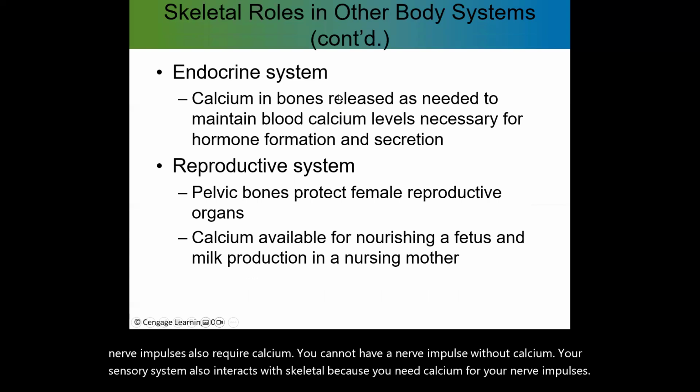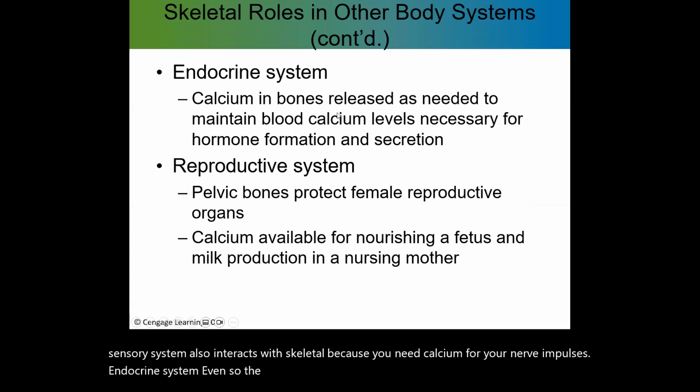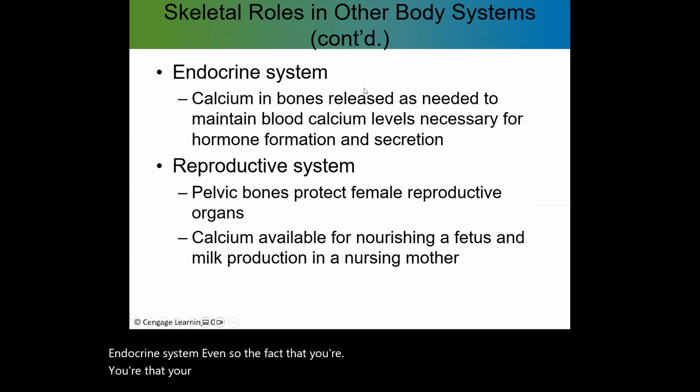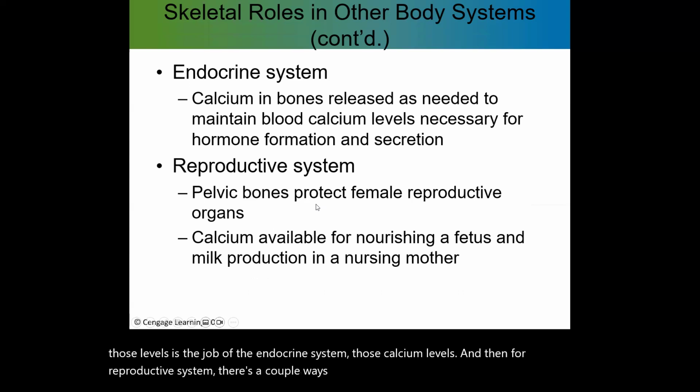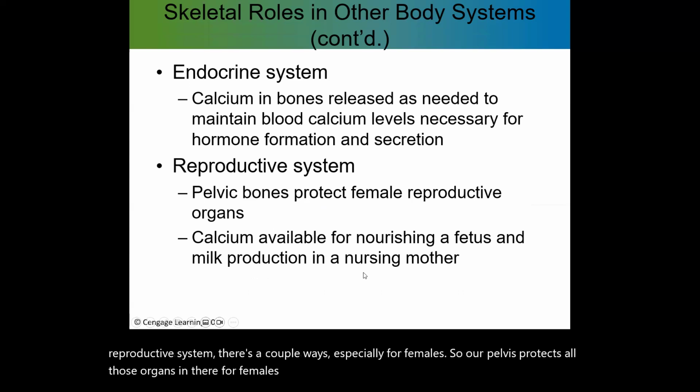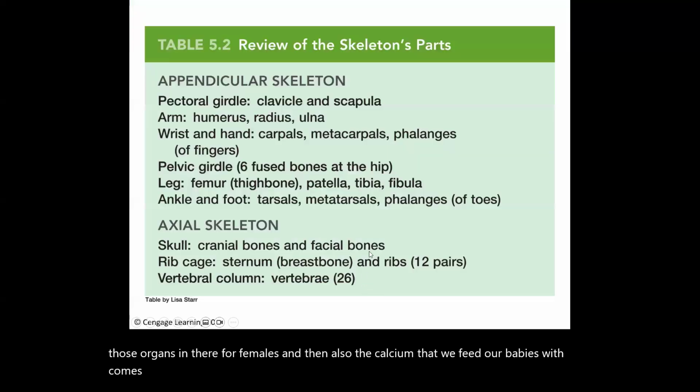Endocrine system even. So the fact that your body requires calcium, that's endocrine system's territory. And so maintaining those levels is the job of the endocrine system, those calcium levels. And then for reproductive system, there's a couple ways, especially for females. So our pelvis protects all those organs in there for females. And then also the calcium that we feed our babies with comes from our bones too.